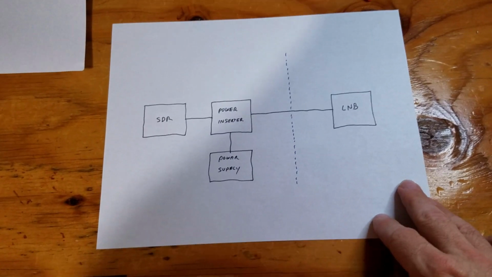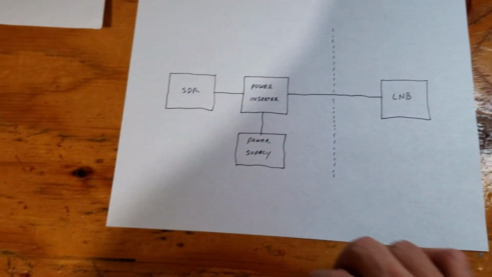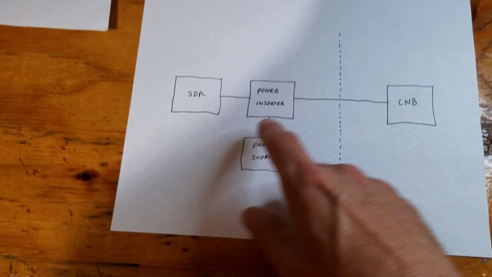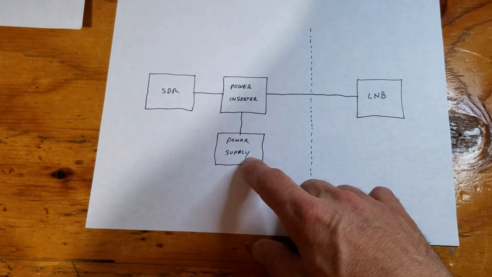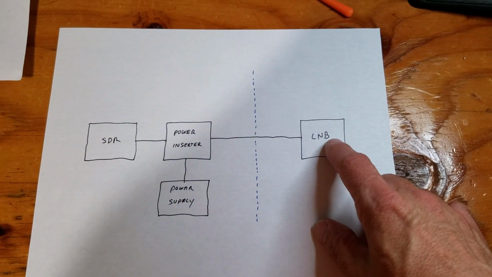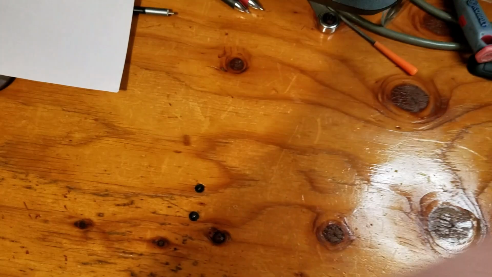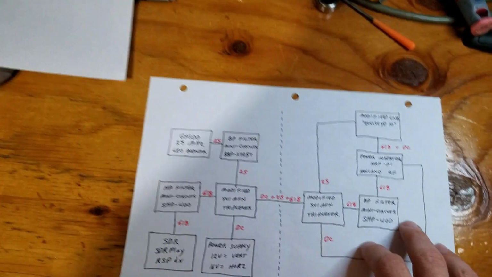If you did not insist on GPS locking the LNB for the ultimate in frequency accuracy and stability, here's all you'd need. You'd need an SDR receiver, a power inserter, and a power supply in the station, and the LNB on the dish up at the tower, and that's it. Very simple. Because I insisted on GPS locking things, however, I ended up with this here.